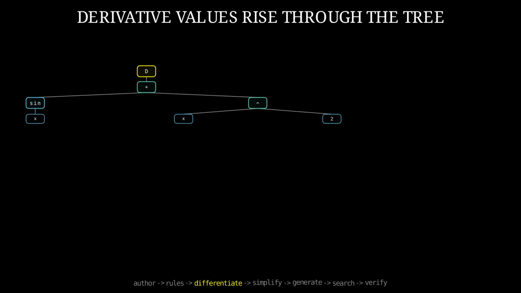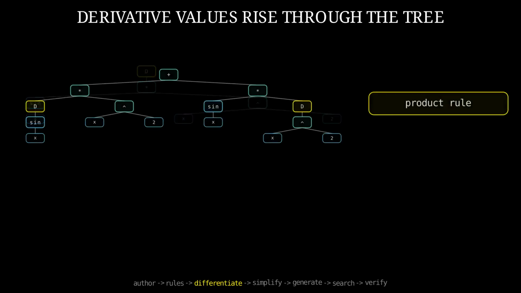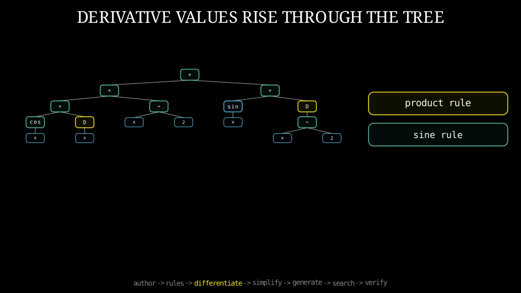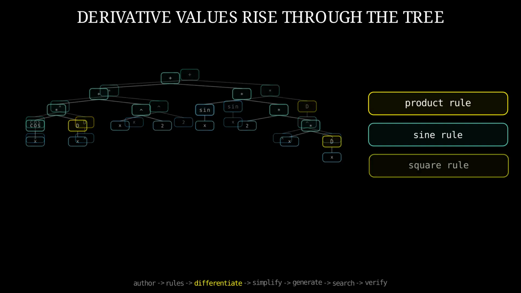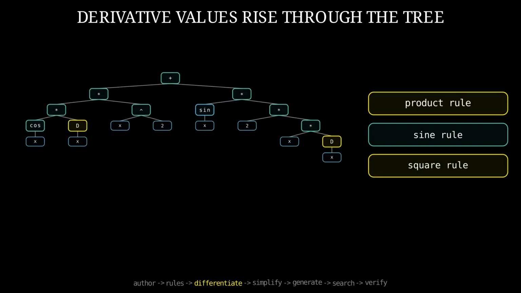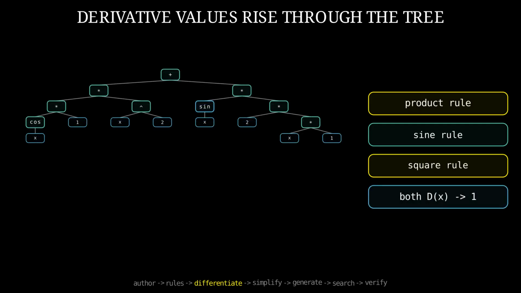Differentiate sine of x times x squared. The product rule expands the root into two terms. On the left, the sine rule creates cosine of x times the derivative of x. On the right, the square rule creates 2 times x times the derivative of x. Both leaf derivatives become 1. The remaining tree contains no derivative nodes.